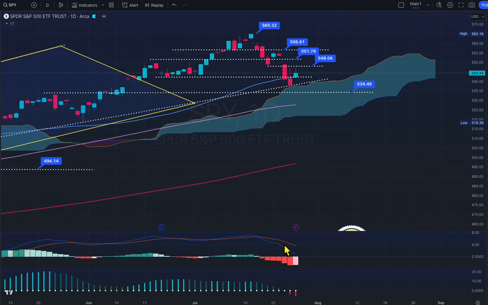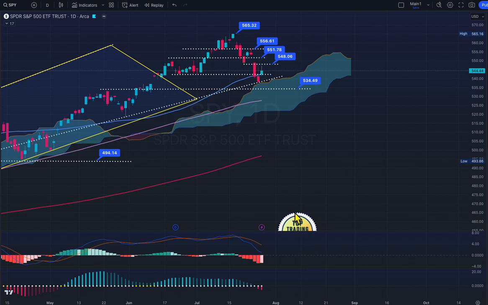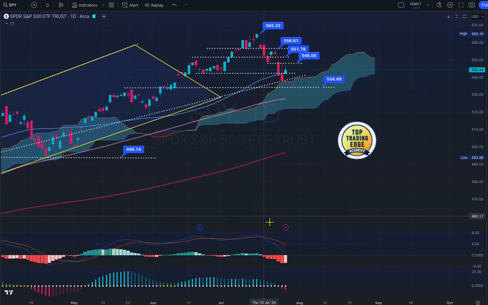All right, what does it look like? MACD looks super duper bearish right here. MACD bearish, volume, bears are just trying to take over control, not yet 100%, but yes, they're trying, right? So this is what the daily chart looks like, folks.